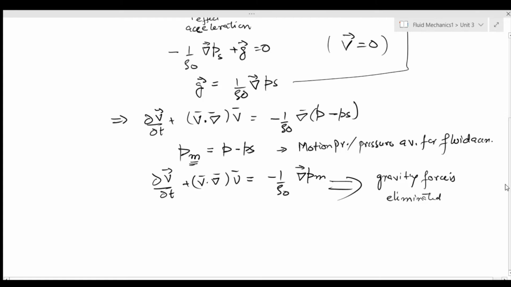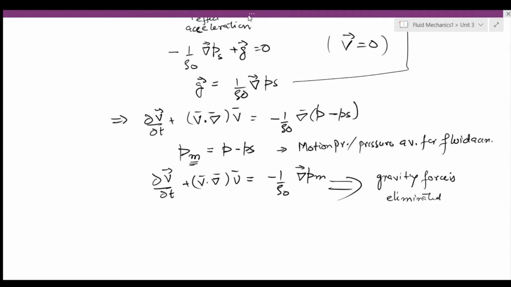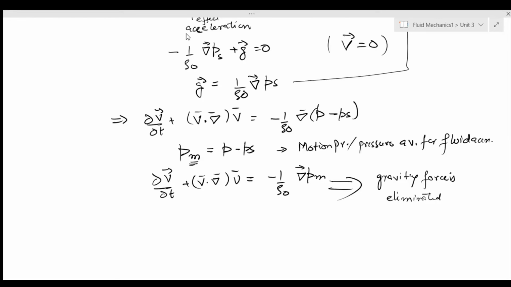Now, after this, let us move on to the next subtopic within Euler's equation, and that is Euler's equation in streamline coordinates. Up till now, we were following a particle along its path. Now, what would happen if that path is a streamline? So that's what we are going to do now.